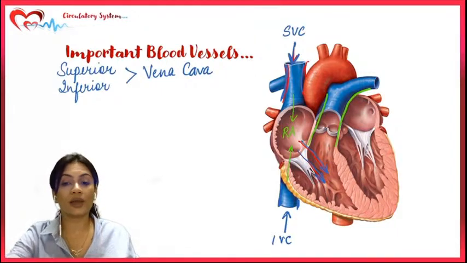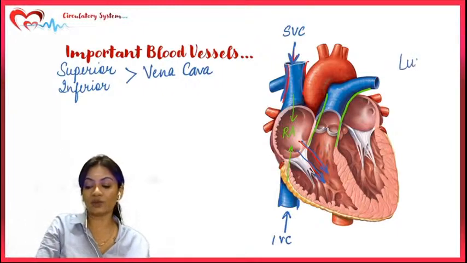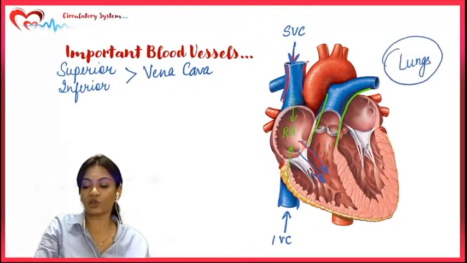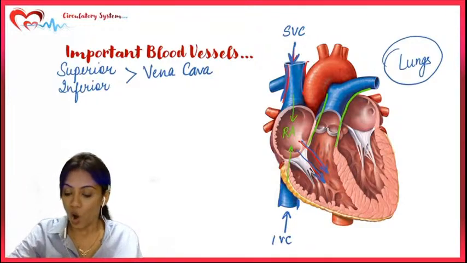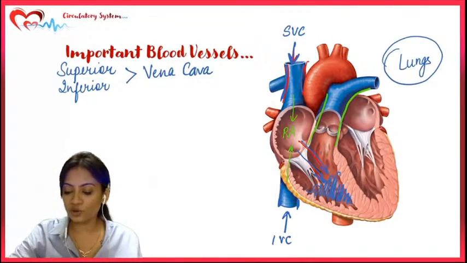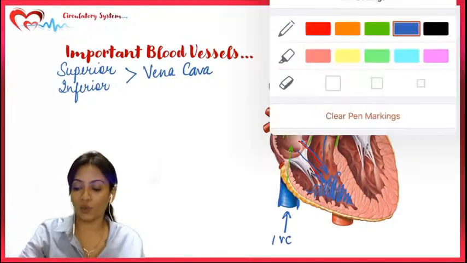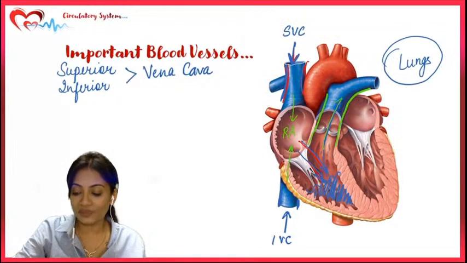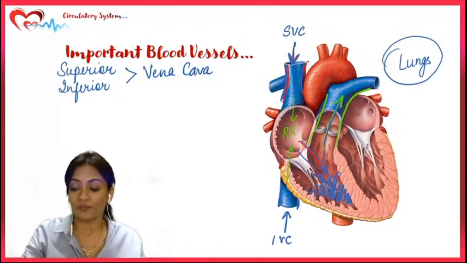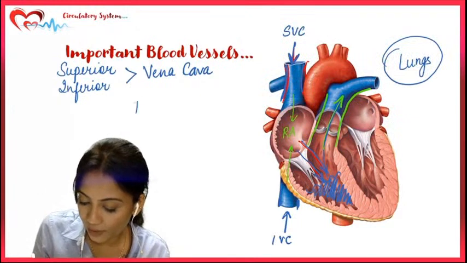Okay, now where does that deoxygenated blood have to go? Doesn't it have to be taken to the lungs? Okay, so in order to take it to the lungs, all the deoxygenated blood over here is going to be pushed out through this vessel. And what is this vessel going to be called? This vessel is called the pulmonary trunk. Okay, what is it called? It's called the pulmonary trunk.